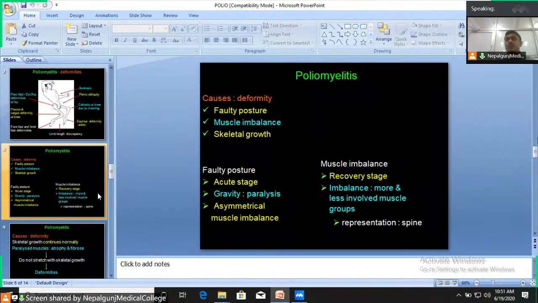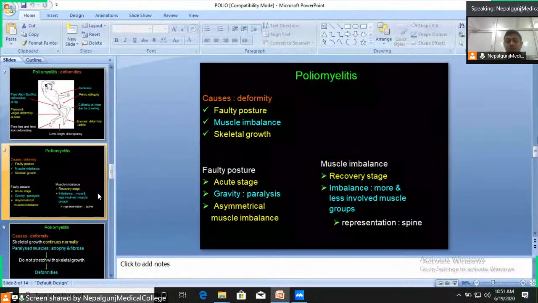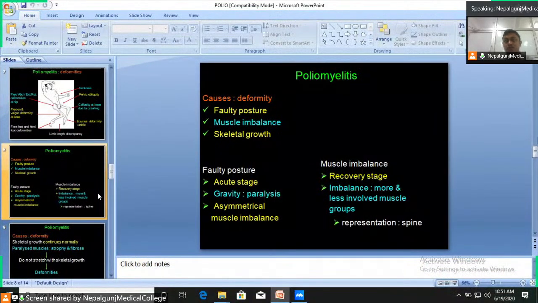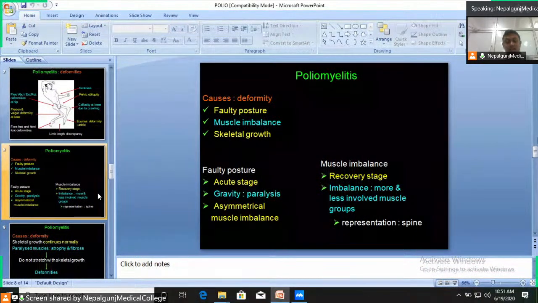So, what are the causes of deformity we encounter in orthopedics due to polio? There are a lot of theories and explanations regarding that. One can be the faulty posture, the other can be the muscle imbalance, and the other can be the skeletal. So basically, three concepts have been postulated for the causes of the deformity in a case of poliomyelitis.